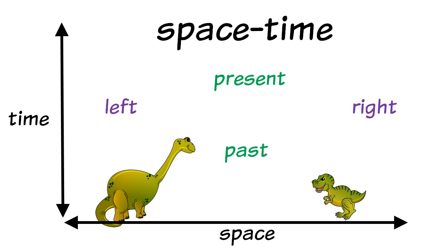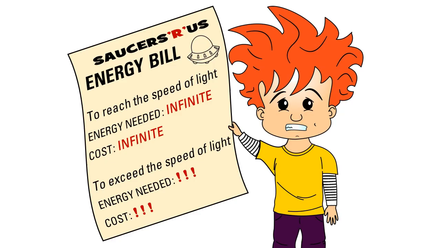Oh, but not so fast, there's a little problem. According to Einstein's theory, just to make your spacecraft reach the speed of light, you would need to get an infinite amount of energy, which is, of course, impossible. And to travel faster than the speed of light, well, you would need more than an infinite amount of energy, which is more than impossible.